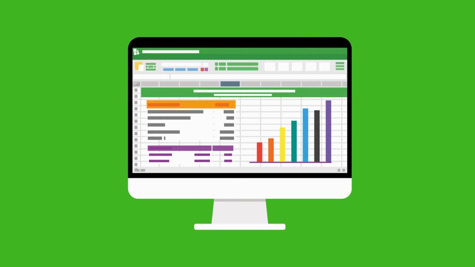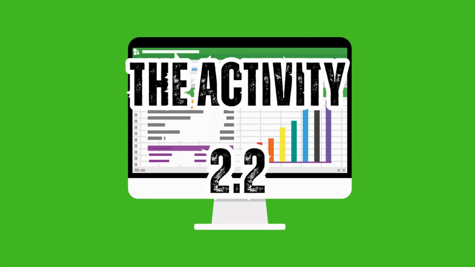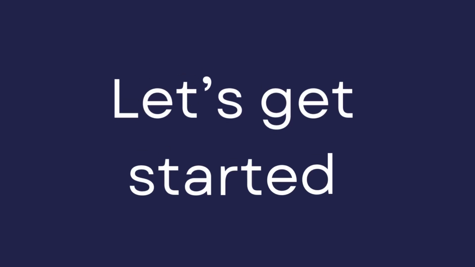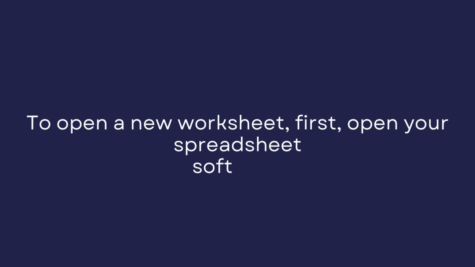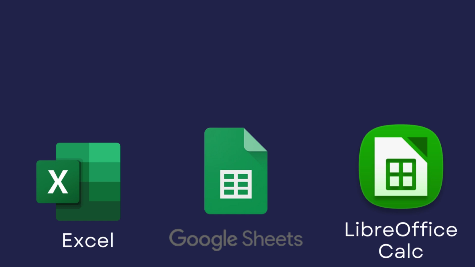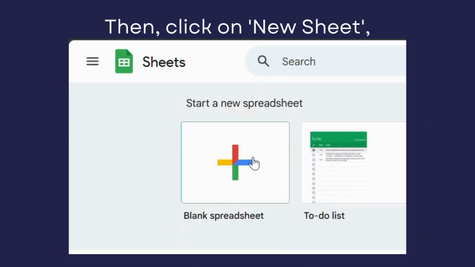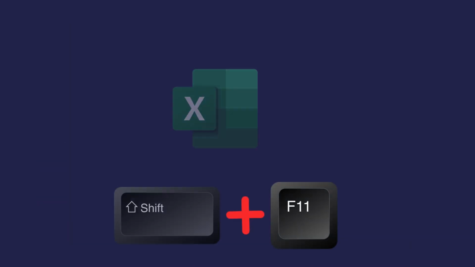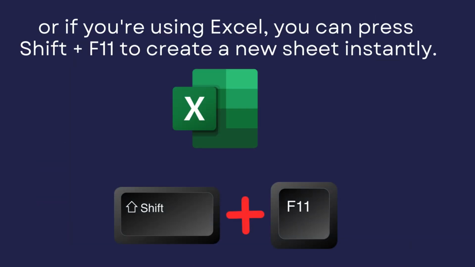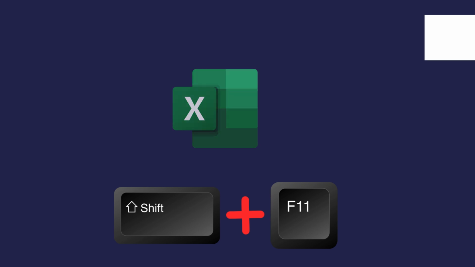Today I'm going to explain activity 2.2 in your workbook. Let's get started. To open a new worksheet, first open your spreadsheet software like Microsoft Excel, Google Sheets, or LibreOffice Calc. Then click on New Sheet. Or if you're using Excel, you can press Shift plus F11 to create a new sheet instantly.